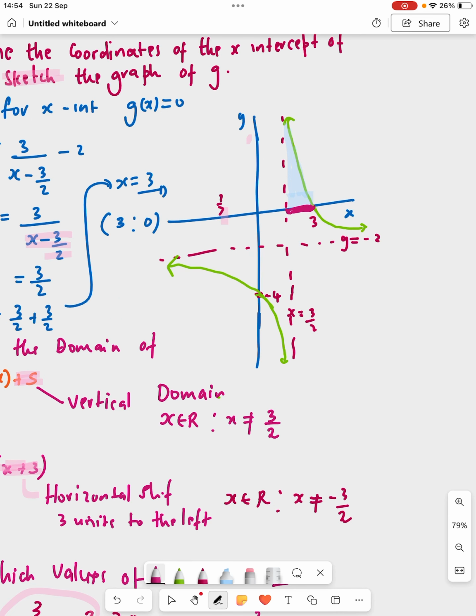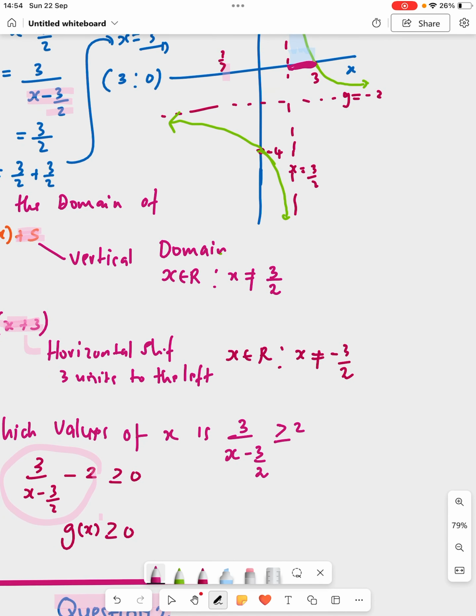So your answer for the last question will be x is between 3 and 3/2. So if you check here, at 3/2, I did not put or equal to because we have asymptotes. So our graph will never reach 3/2. So it is not included, but 3 is included because the question is greater or equal to. So the final answer is x is between 3/2 and 3.